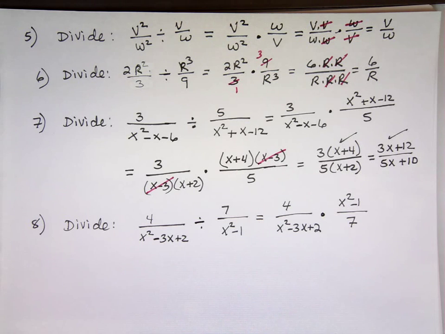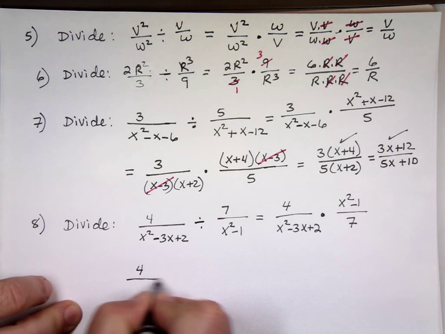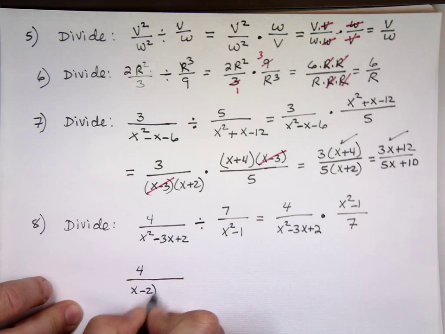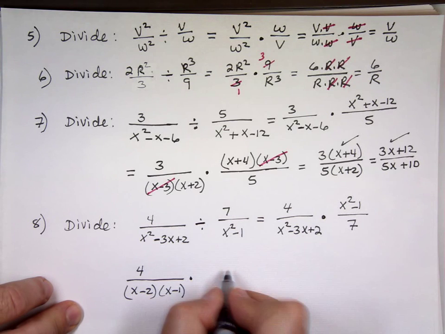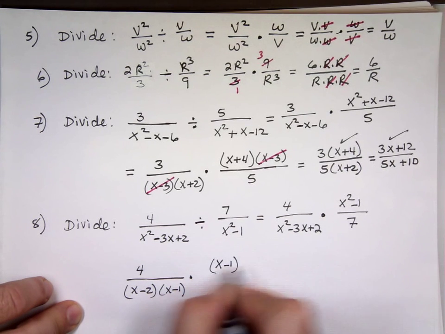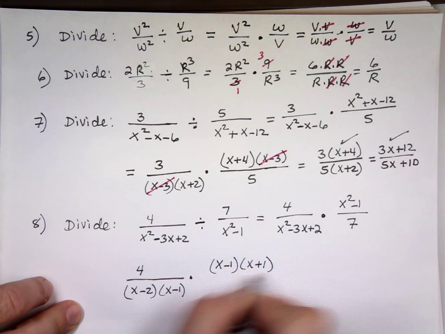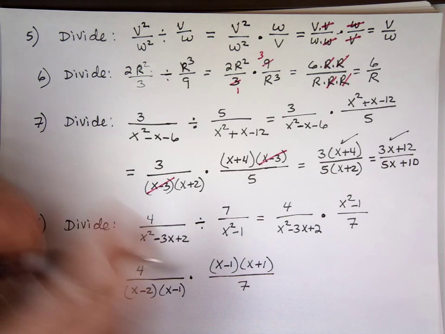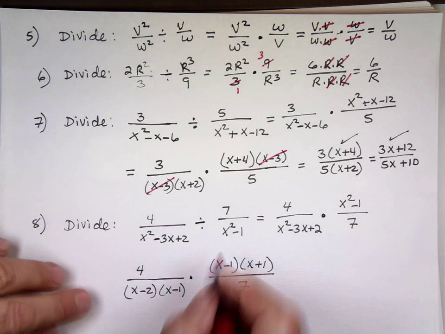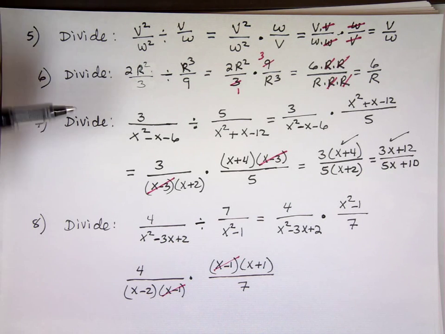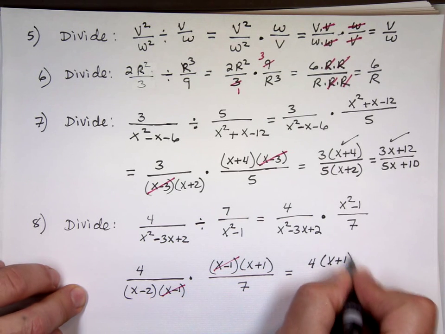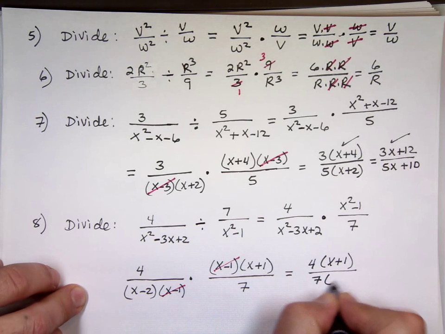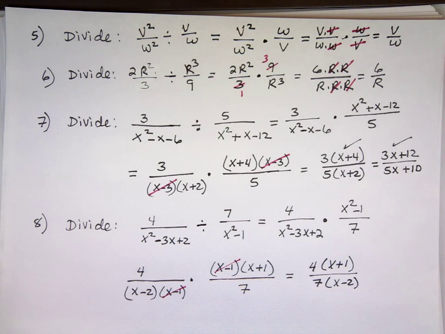Now let's factor that. That's x minus 2, x minus 1, times, when you factor that, x minus 1, x plus 1, the difference of two squares, over the 7. And I can see quickly that these two are the same. So my answer is 4 times x plus 1 over 7 times x minus 2. This times that, this times this.